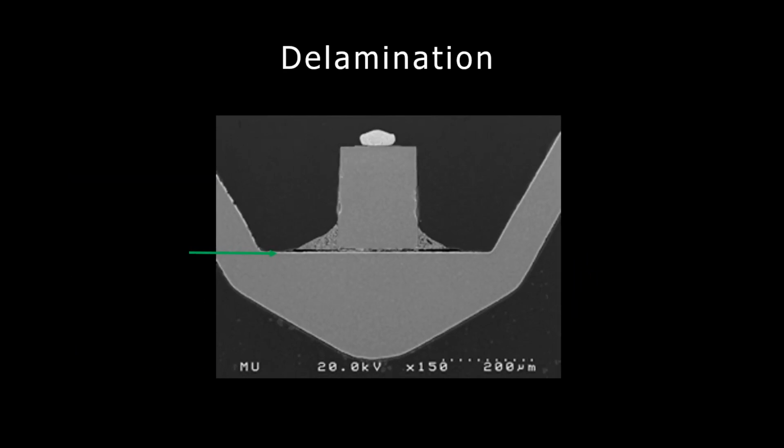Here we see an image of delamination in a through-hole LED. A SEM image shows a complete separation of the die attach from the bottom electrode shown by the green arrow.